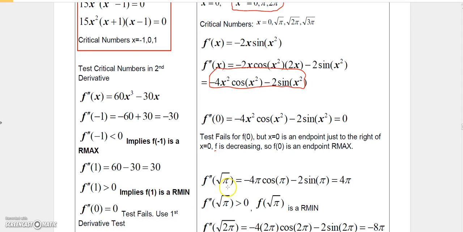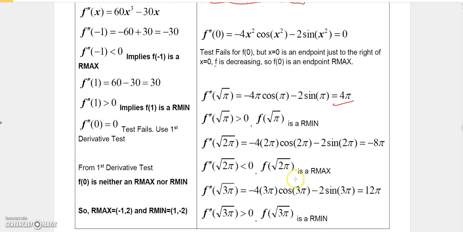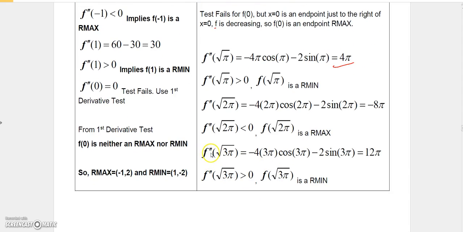Okay. Now, what about at square root of pi? I had to use a calculator, so plug square root of pi into this function right here, and I ended up getting a positive number. So, since I got a positive number for the second derivative at square root of pi, then f of square root of pi is a relative min. What about square root of 2 pi? Well, when I put square root of 2 pi in here, I actually ended up getting a negative number, and so since the second derivative evaluated at square root of 2 pi is a negative number, then f evaluated at square root of 2 pi is a relative max. And then I finally had to do 3 pi, so I evaluate the second derivative at square root of 3 pi, and when I plug that in, I got a positive number, so therefore f evaluated at square root of 3 pi is a relative min.